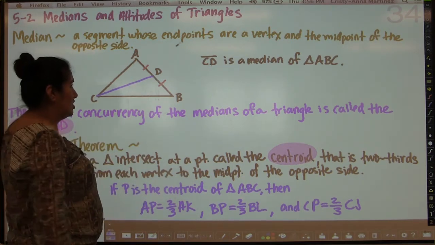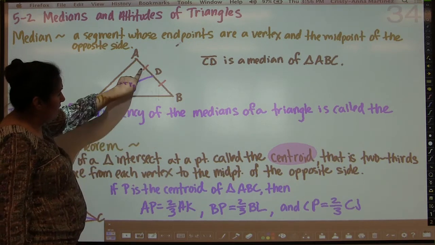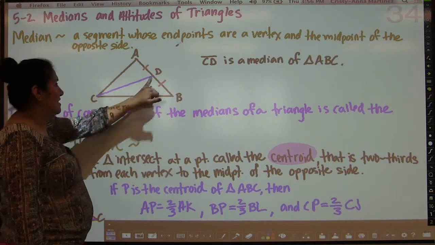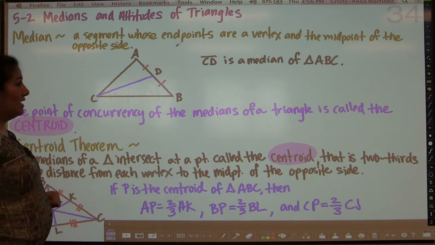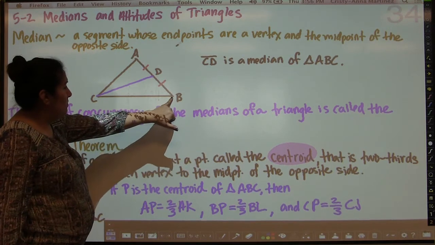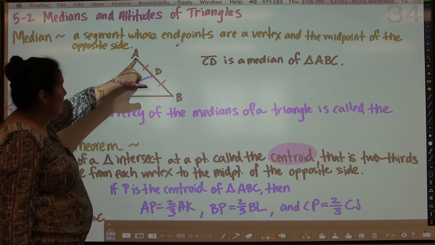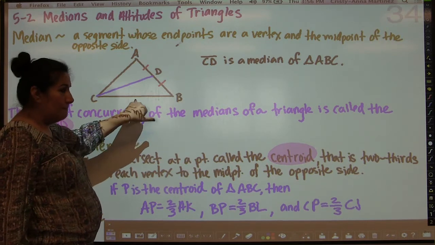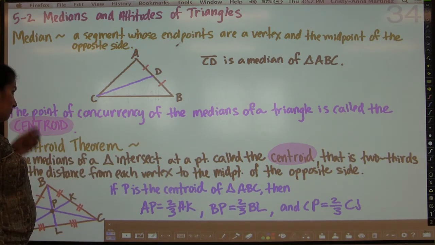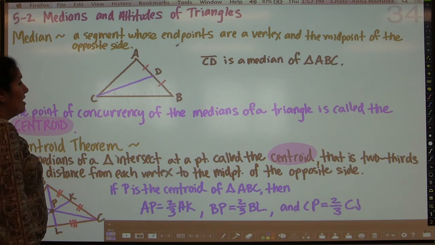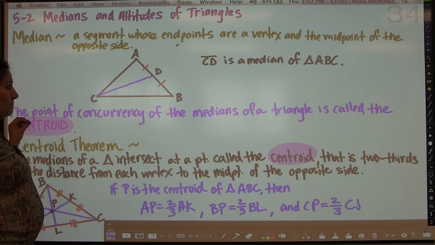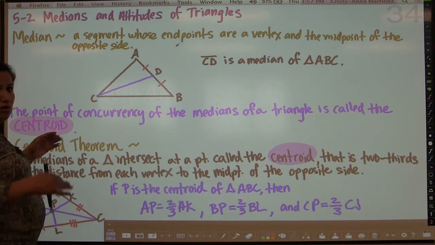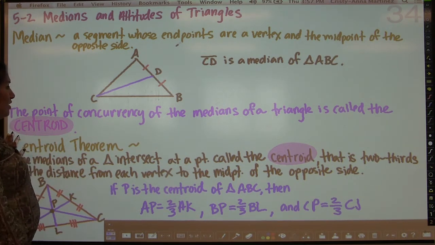As the diagram suggests, we know that it's the midpoint because these are marked congruent. So segment CD is the median of triangle ABC. Now every triangle has three medians. You could connect vertex B to the midpoint of AC, and you could connect vertex A to the midpoint of segment BC. So every triangle has three medians, and as we said in the previous section, all of the medians are concurrent, meaning they all cross in one point. And the point of concurrency of the medians of a triangle is called the centroid.